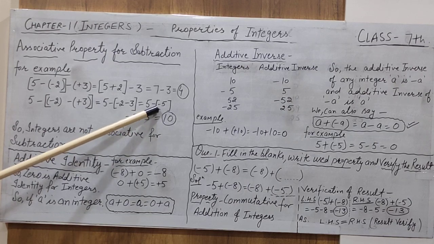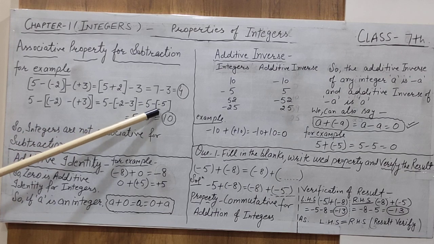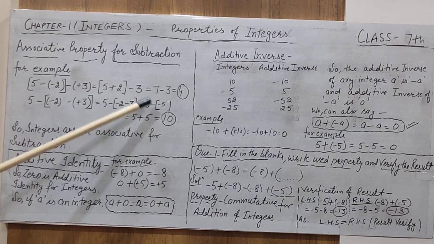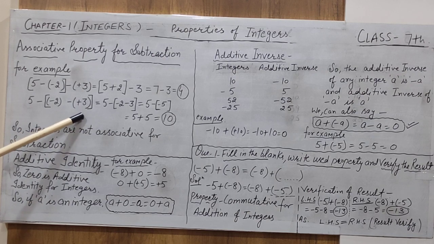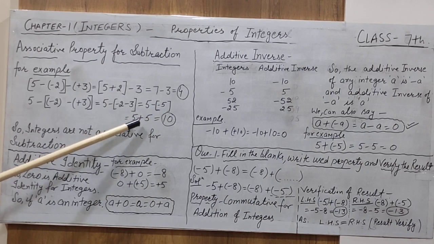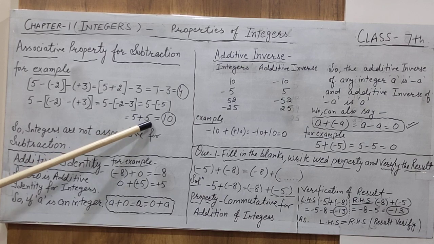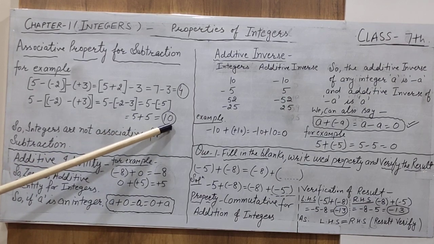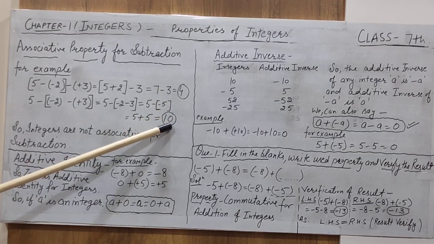So when we open any bracket, either this bracket or this bracket, we have to use a multiplication sign. As we used in this case the multiplication of minus with plus, we have to use the multiplication of minus with minus. And minus times minus is plus. So what we get? 5 plus 5. The result is +10. What happened here? The results are different.